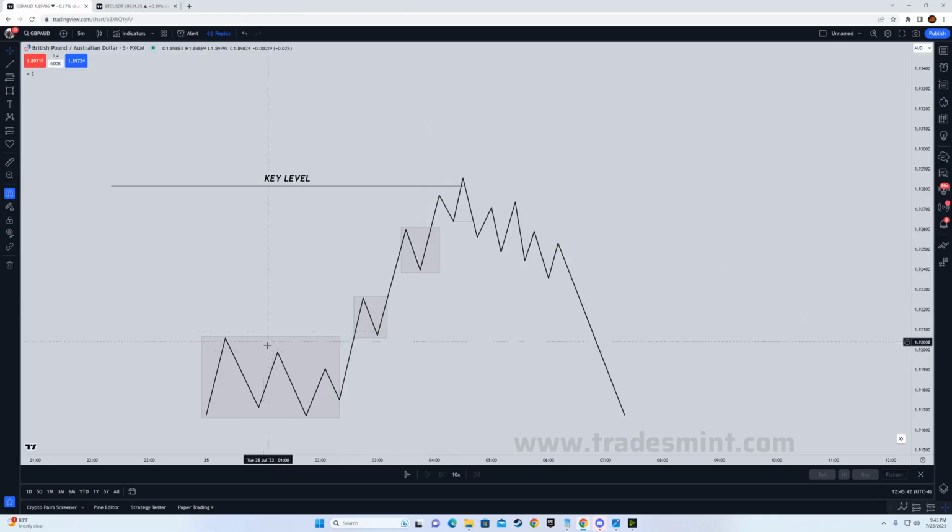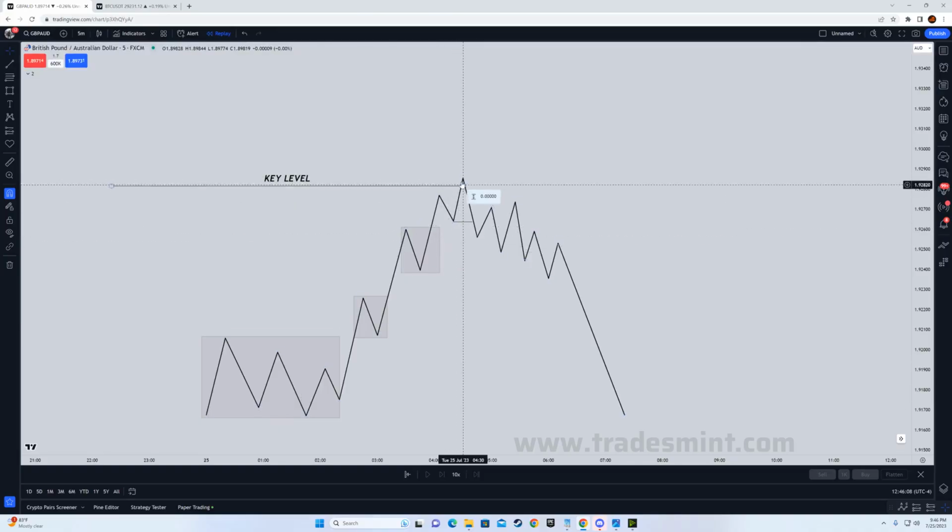Now, as we know, the market maker model is that we have first consolidation, then we have the second and the third. The third consolidation is not necessary. Okay, so now these two consolidations are also called accumulation zones. Okay, so we have accumulation here and we have accumulation here. We have consolidation here. So now let's suppose that this key level is a daily external liquidity, right?